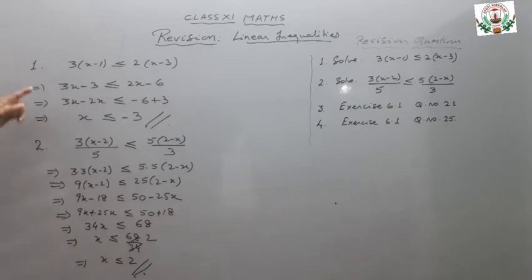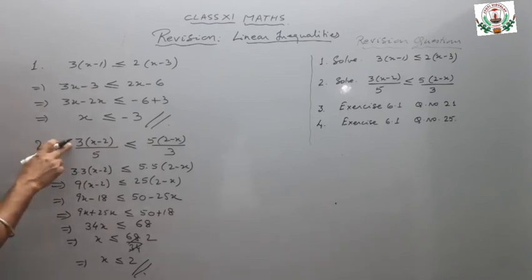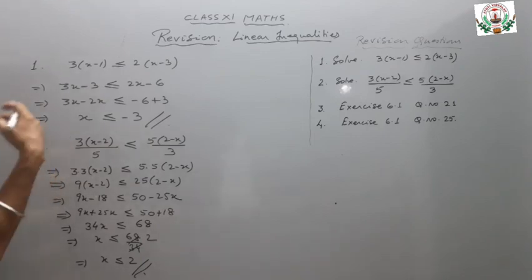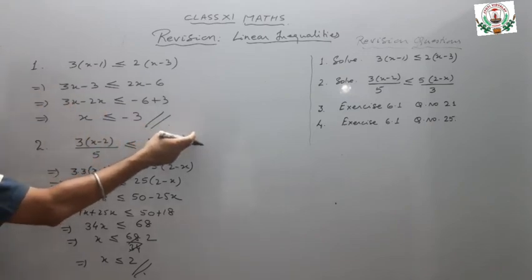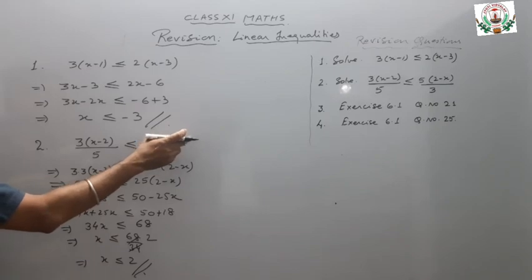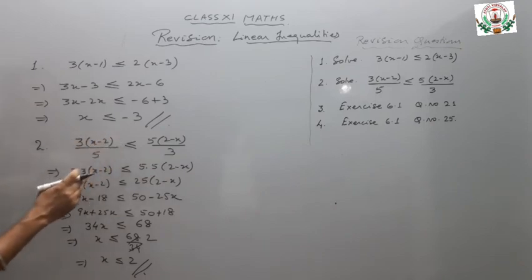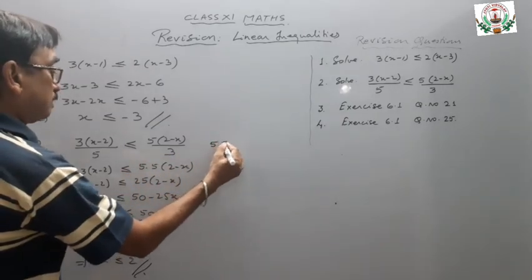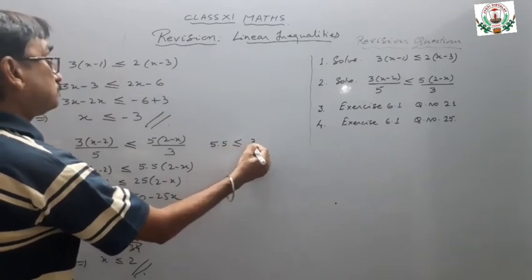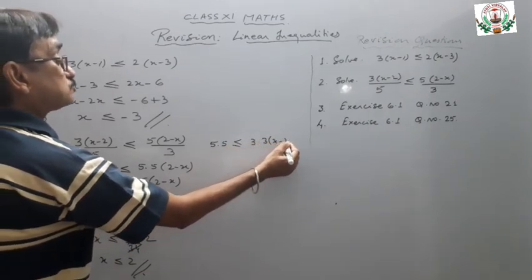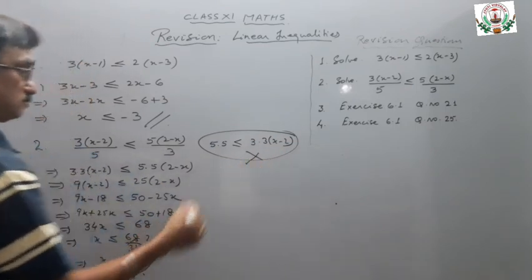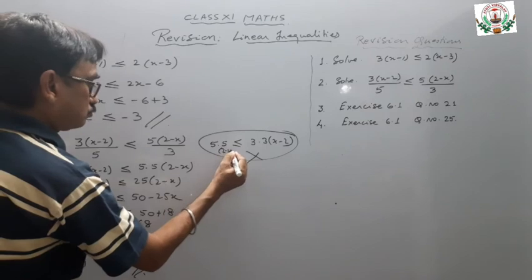Okay, so whenever you are multiplying, the numerator of the left hand side must be in the numerator only and right side's numerator must be in the numerator only, their right side only. So 3 into 3x minus 2 less than or equals to 5 into 5, 2 minus x. Okay, don't write in this way, 5 into 5 less than or equals to 3 into 3x minus 2. This way is not correct. What I am telling, 5 into 5 into 2 minus x.